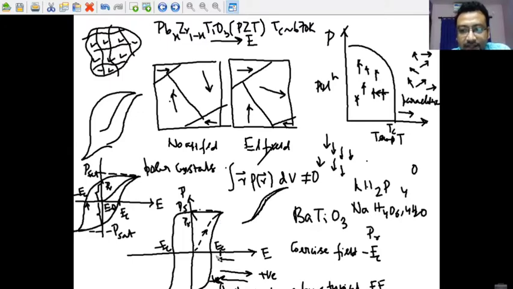When the field is decreased back to 0 in the reverse direction, the total polarization decreases a little but remains finite, and the polarization value reached at E equals 0 is called the remanent polarization, that is the plus PR. When the field is increased in the opposite direction, the polarization state switches suddenly for a specific field intensity called the coercive field, that is minus EC. Upon further increase, the polarization saturates and a simple dielectric response is reached again.